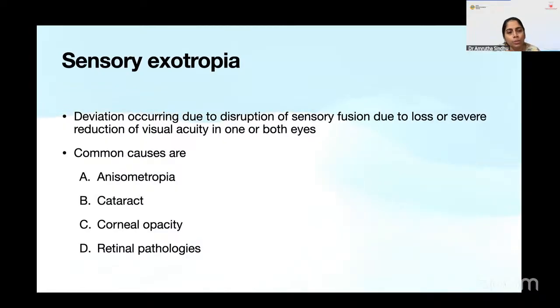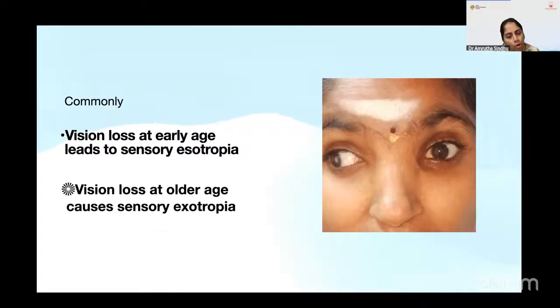So you would have already heard about sensory esotropias. The common notion is that when the child loses vision at a very early age, it is seen that they develop esotropia, which is called sensory esotropia. When a child loses vision a little later in age, usually it is sensory exotropia, but this is not a hard and fast rule. It can vary due to various factors. Even a small younger child can develop an exotropia, but this is what we commonly see.